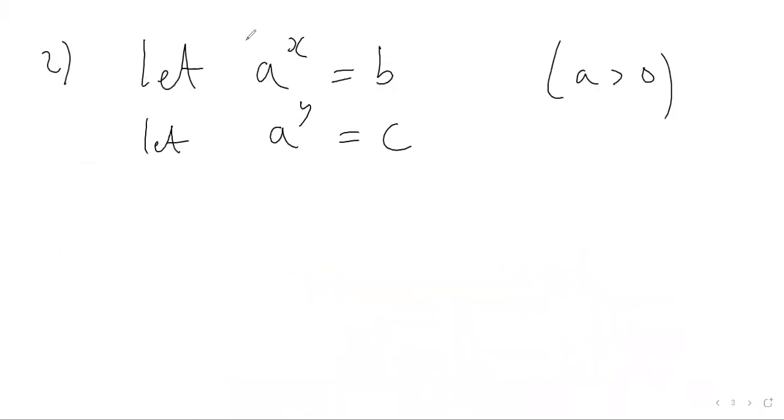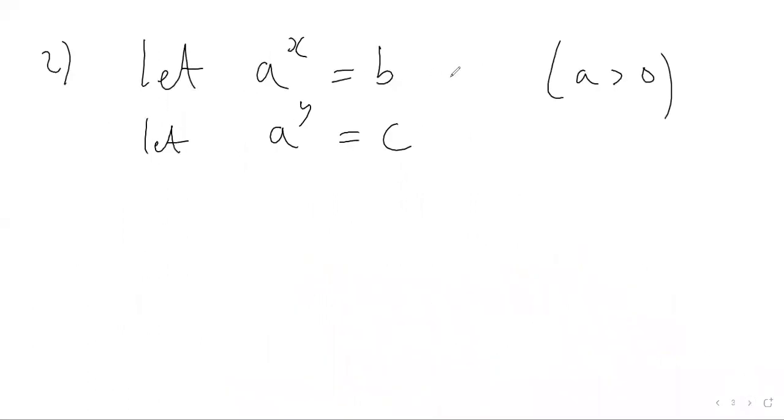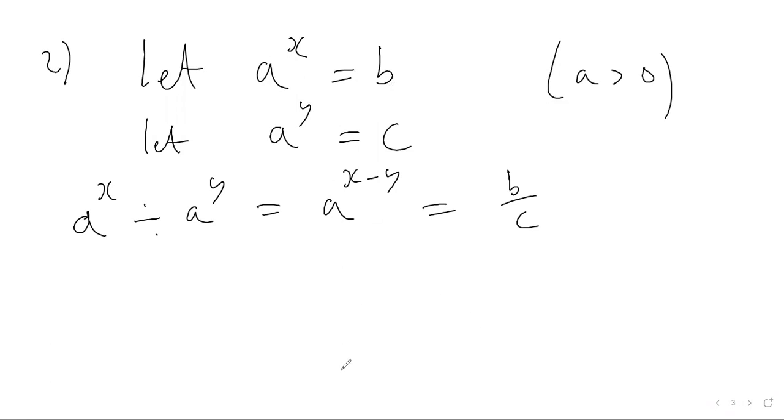So let's look at this second one. Again, this is a very similar rule. Instead of multiplying the indices together, in this rule we're going to look at what happens when we divide these indices. So let's do a to the power of x divided by a to the power of y. Using our laws of indices, that gives us a to the power of x take away y, and that's going to be b divided by c, so just b over c there. So that must be b divided by c. Okay, so we got that.